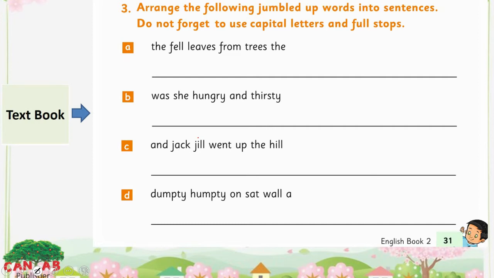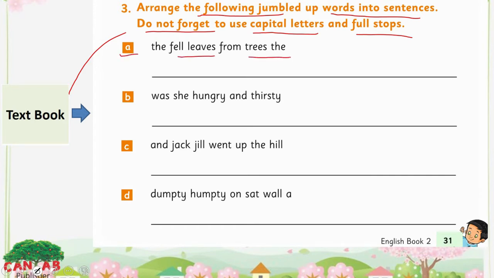So let's do it. Arrange the following jumbled up words into sentences. Do not forget to use capital letters and full stop. This activity is in your textbook, page number 31. The first one here is: the fell leaves from the trees. The words in this sentence are jumbled up.